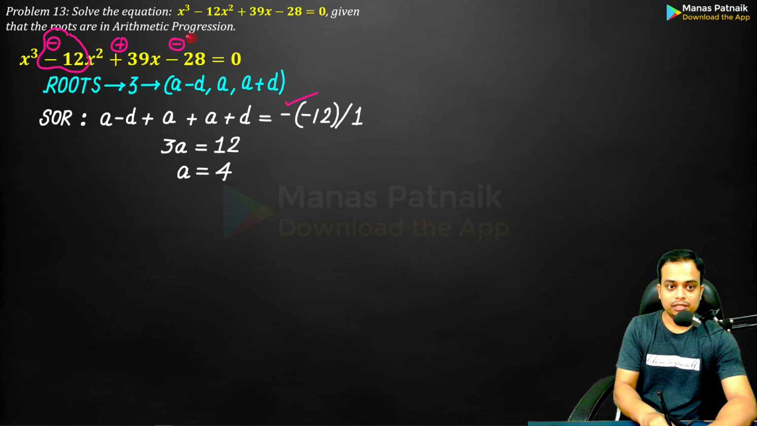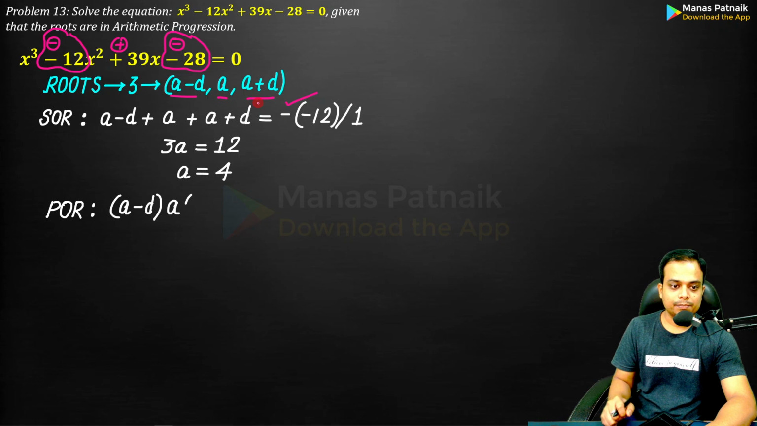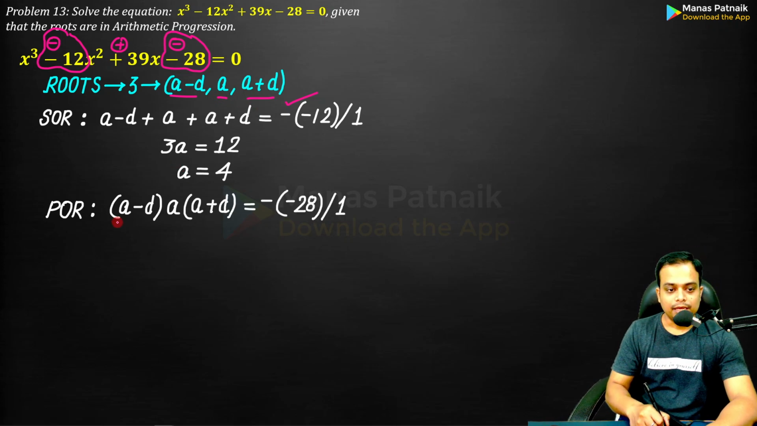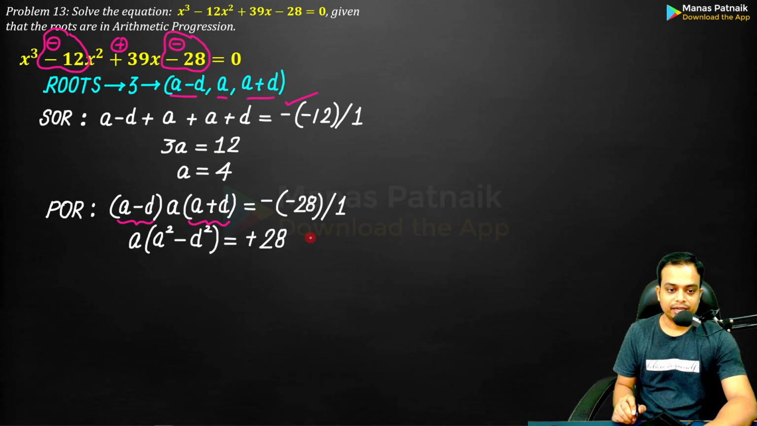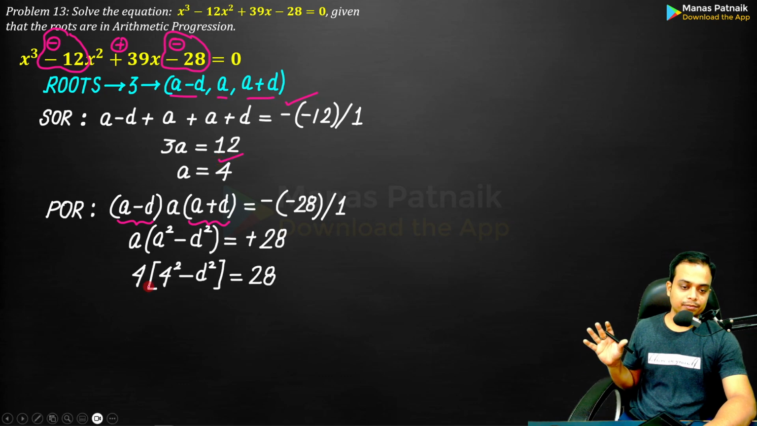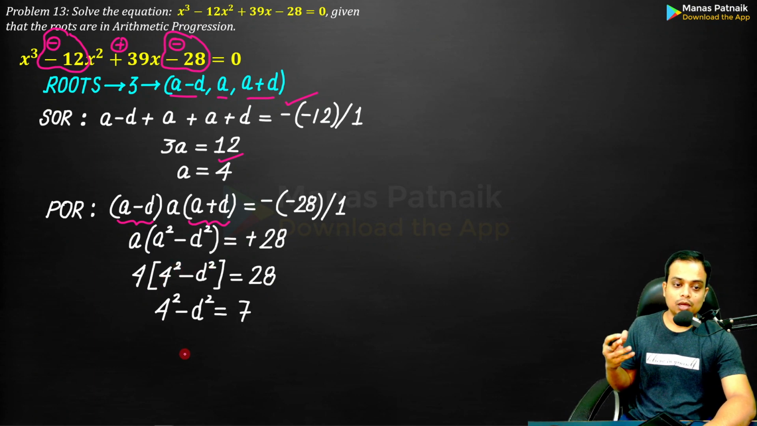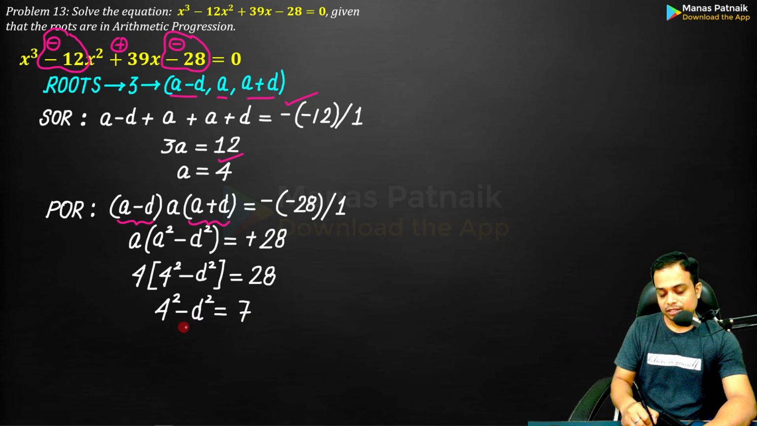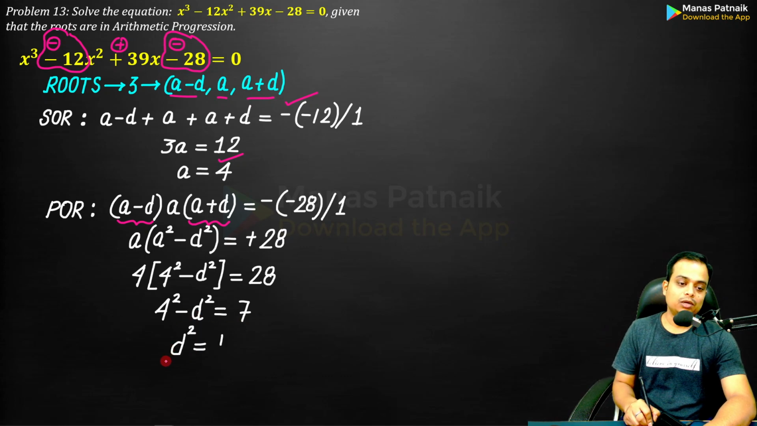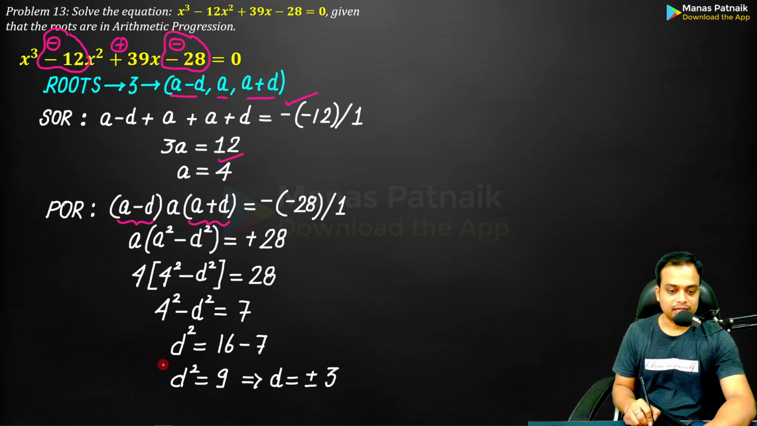Now let's go for the product of the roots. Minus of minus 28, alpha, beta, and gamma. Just do it. a minus d into a plus d will give you a square minus d square, and that's positive 28. On plugging in the value of a, which is equal to 4, this is what you get. You need to simplify this. 4 times 7 is 28. That means 4 square minus d square, or 16 minus d square, is equal to 7. On simplifying, we further come to know that d square is equal to 9. So d's value is going to be positive as well as negative 3.